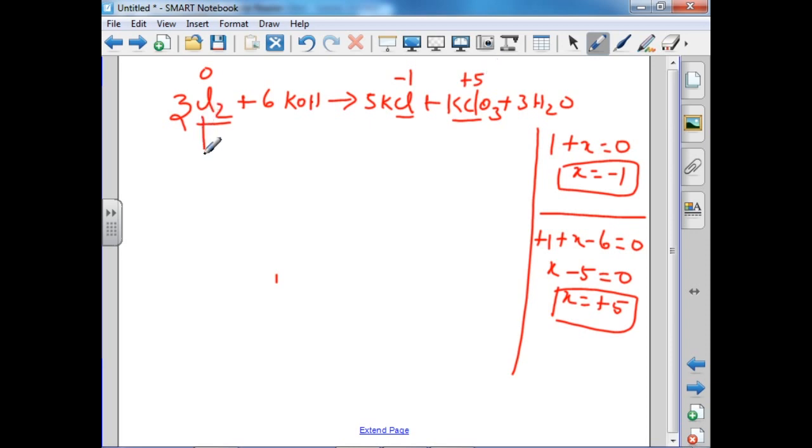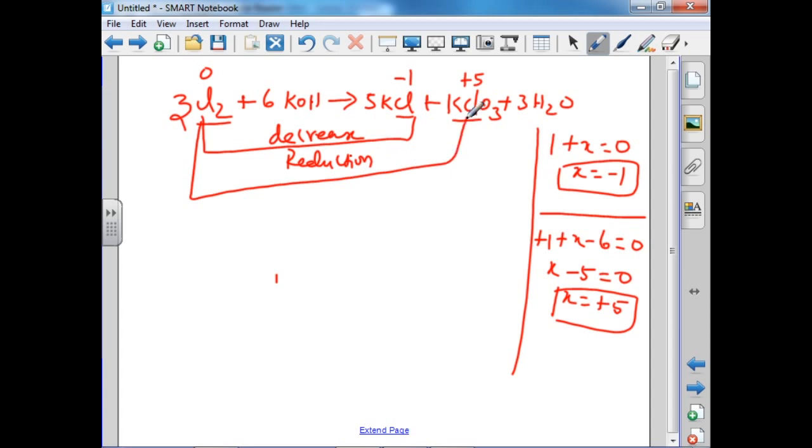So 0 to minus 1, decrease, so reduction. 0 to plus 5 is increase, oxidation.